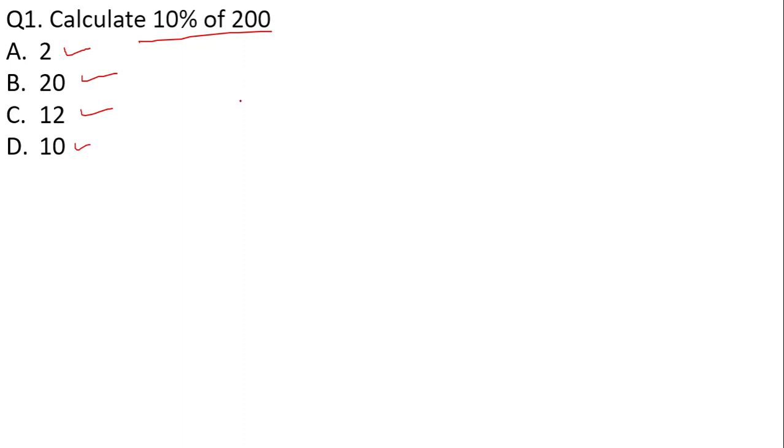Whenever you're calculating the percentage of any given value, one thing that you have to always remember is whatever the given value is, always consider it as 100%. So the given value of which we have to calculate the percentage is 200. We have to calculate the 10% of 200. So always make up your mind that whatever the given value we are going to consider is always 100%. So 200 is equal to 100%, and we have to calculate the 10% of this 200.